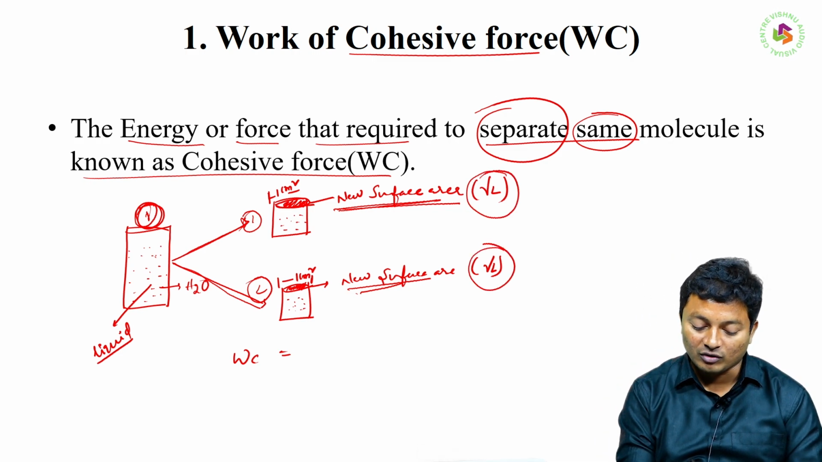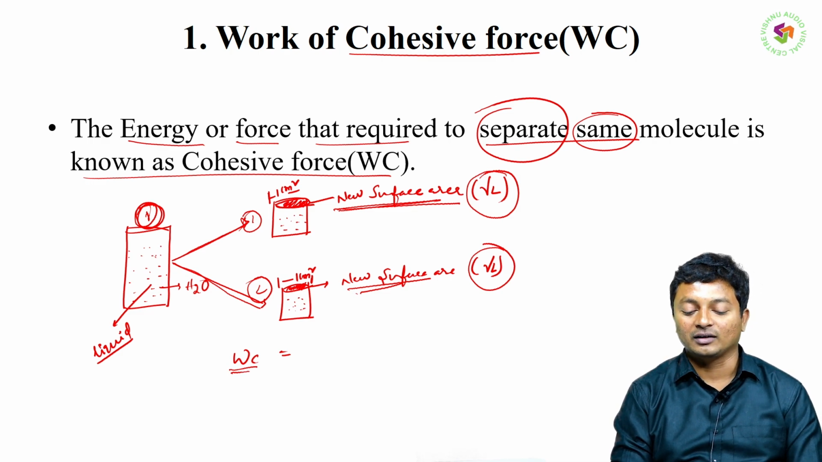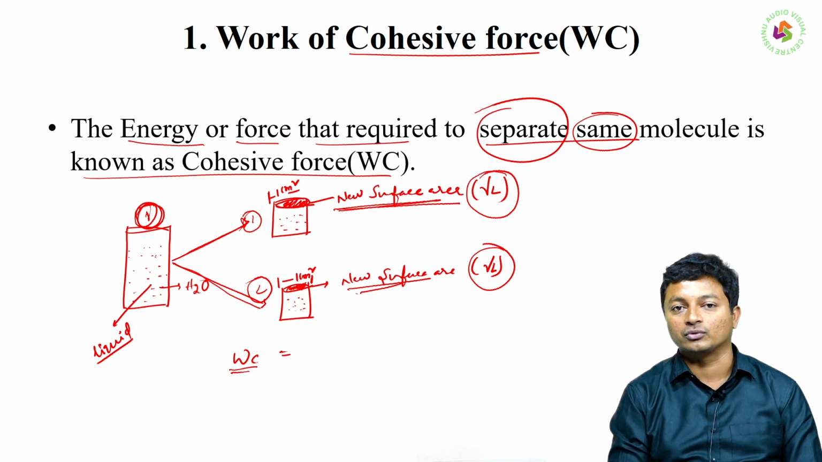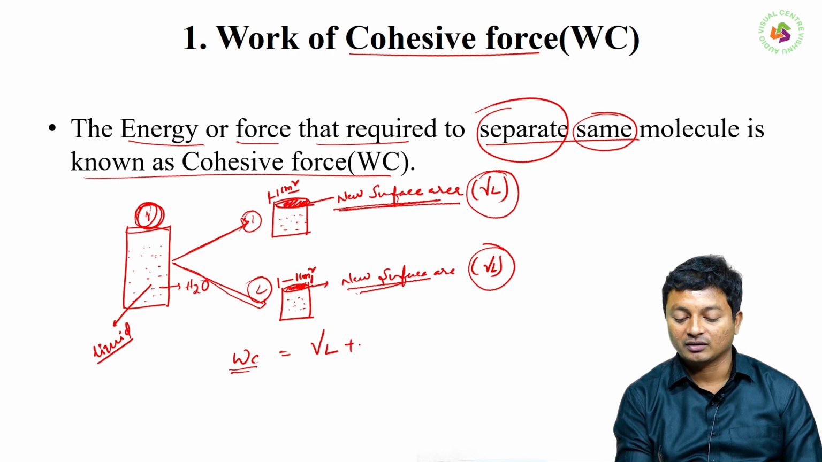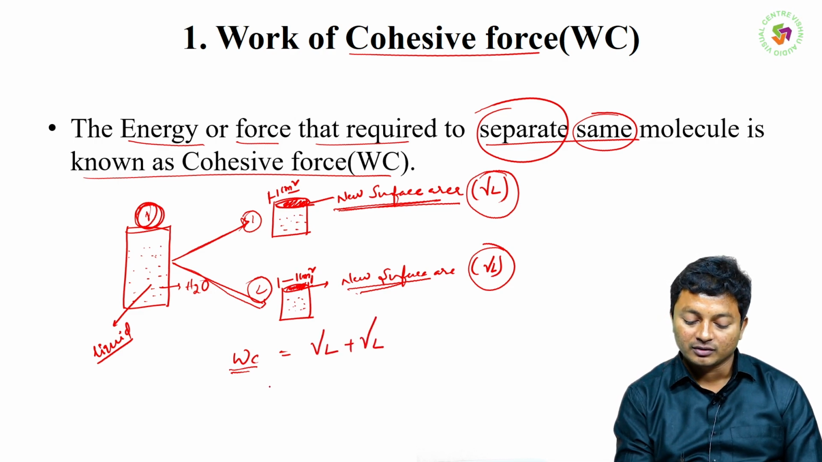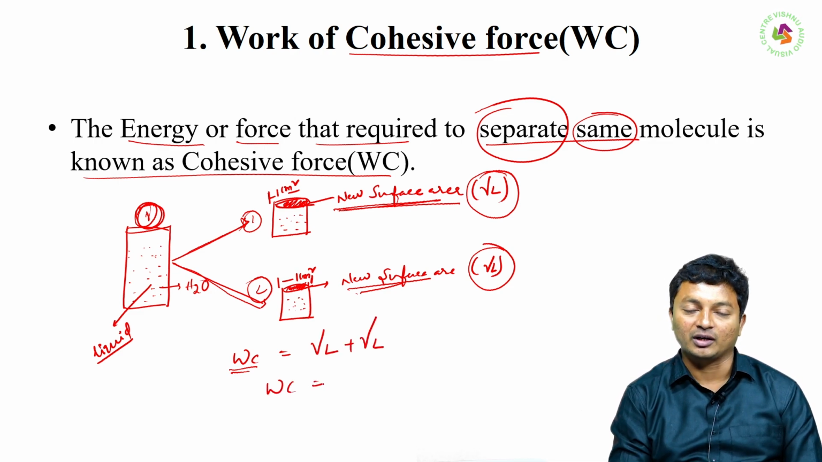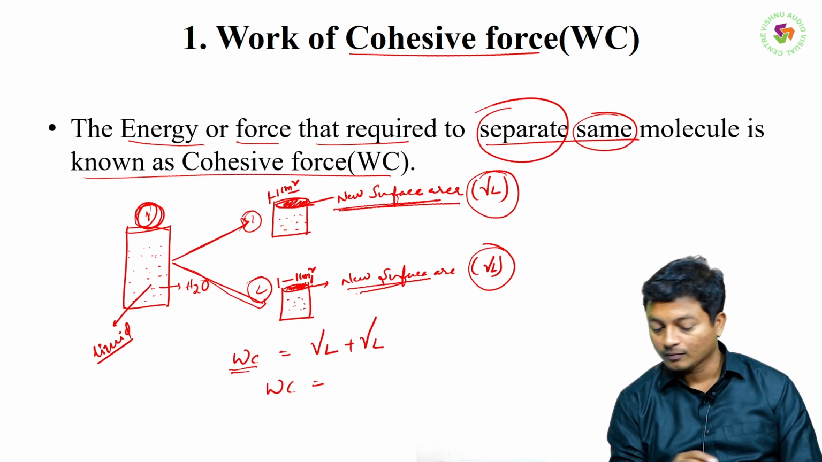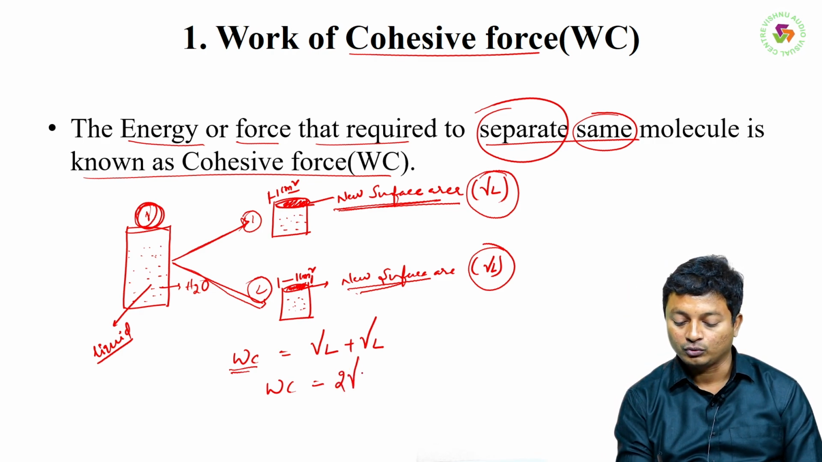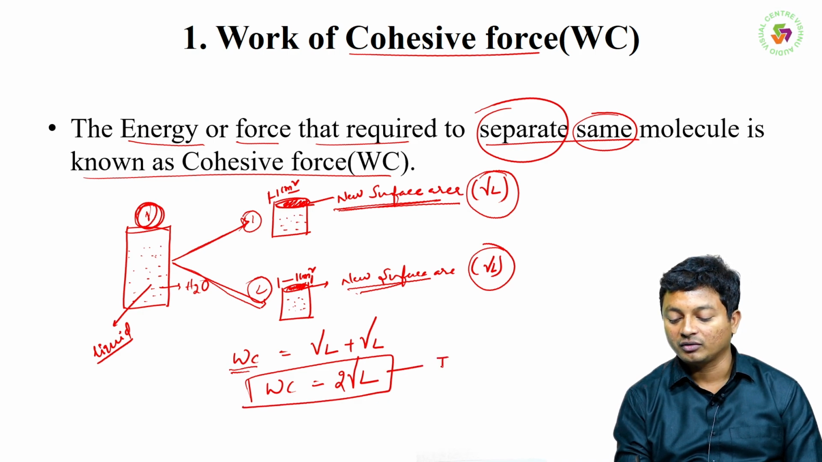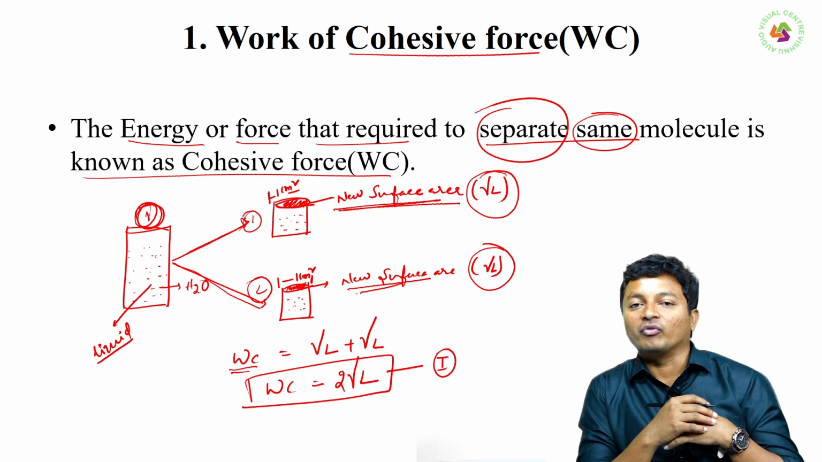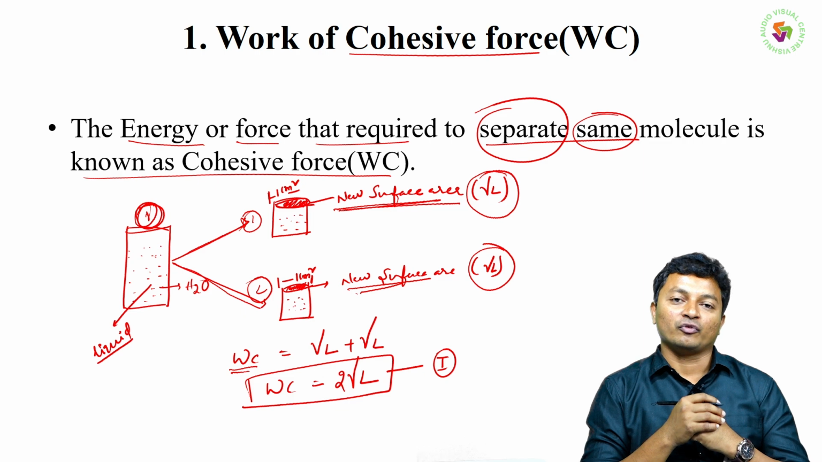So this concept can be written mathematically as WC equals gamma L plus gamma L. Finally we can write WC equals 2 gamma L. So by using this equation we can find the work done at cohesive force.